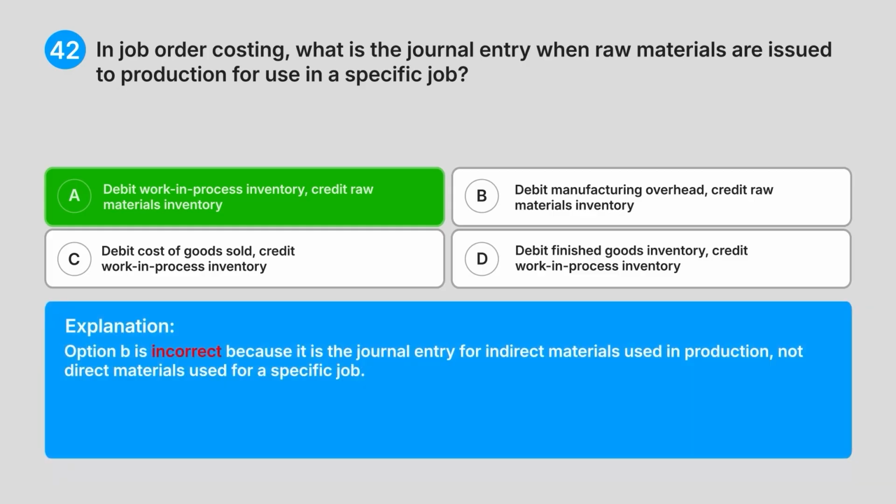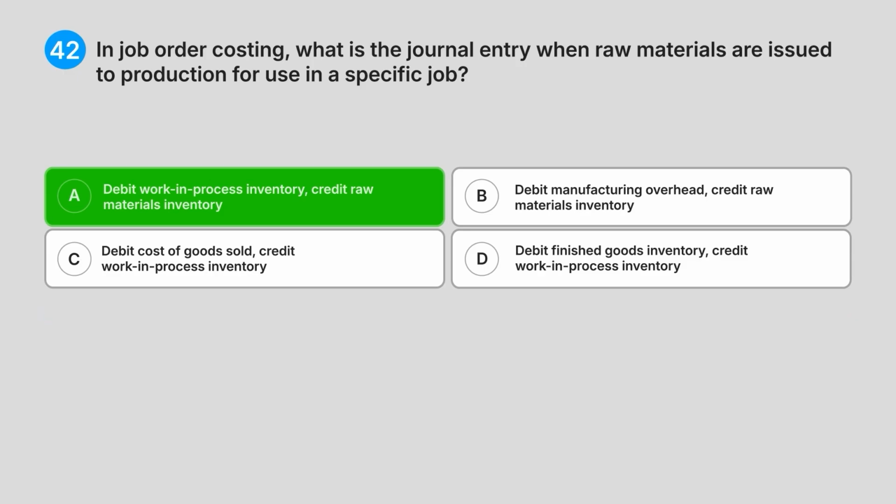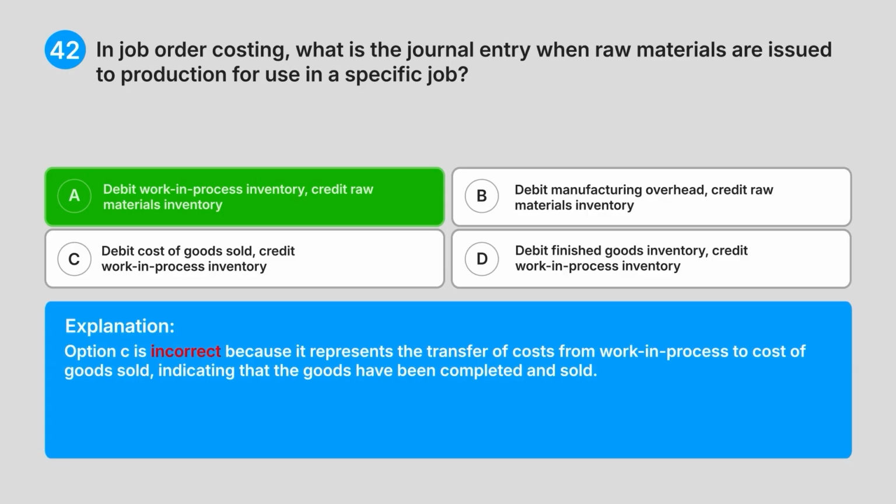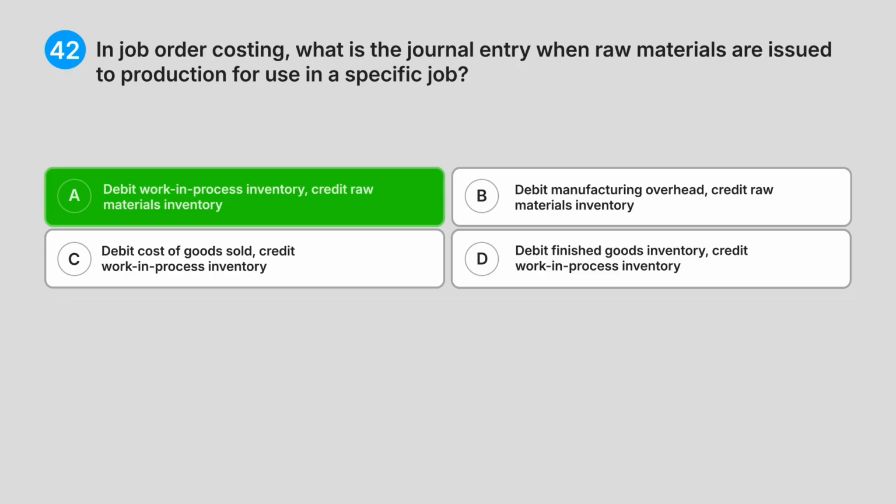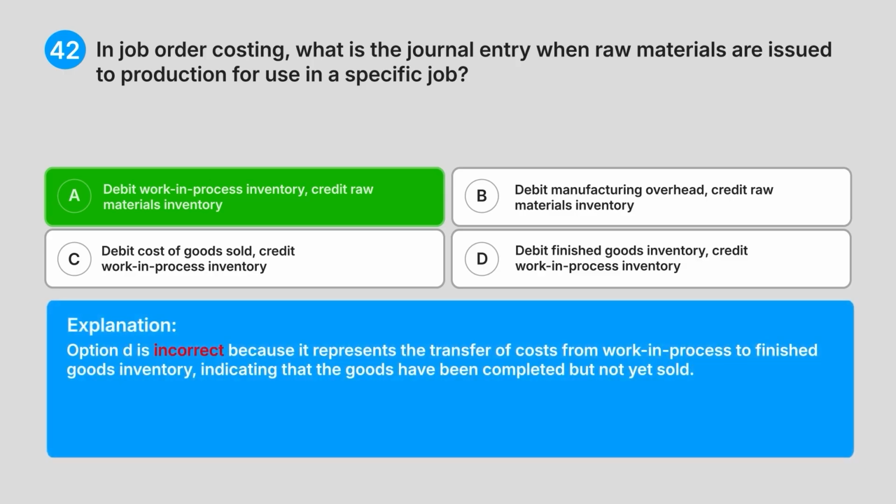Option B is incorrect because it is the journal entry for indirect materials used in production, not direct materials used for a specific job. Option C is incorrect because it represents the transfer of costs from work in process to cost of goods sold, indicating that the goods have been completed and sold. Option D is incorrect because it represents the transfer of costs from work in process to finished goods inventory, indicating that the goods have been completed but not yet sold.